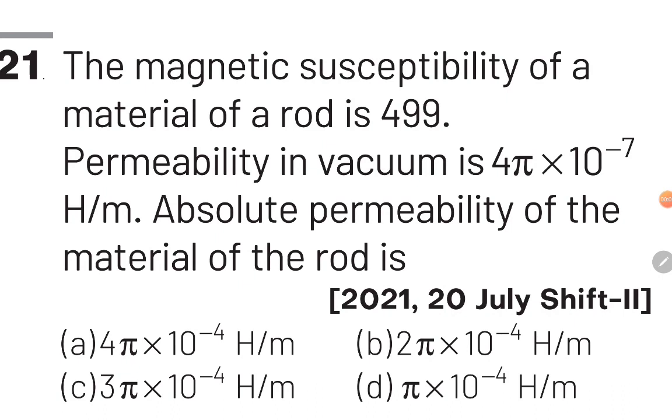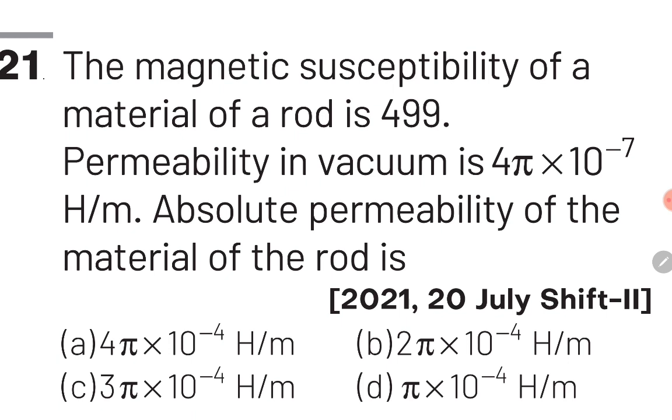Yes students, the sixth question of this chapter: the magnetic susceptibility of the material of a rod is 499, permeability in vacuum is 4 pi into 10 raised to minus 7, the absolute permeability of the material of the rod is. Guys, in this question, we will use the formula mu is equal to mu r into mu naught, where mu r is relative permeability and mu naught is permeability in vacuum. To find the value of relative permeability mu r, we will use the formula mu r is equal to 1 plus chi, where chi is magnetic susceptibility, which has been given as 499.